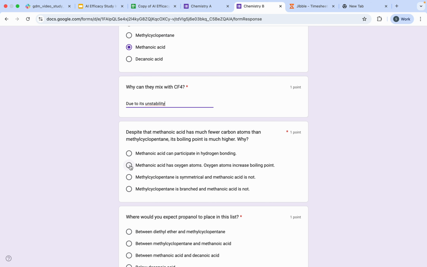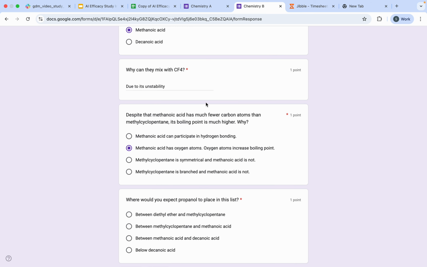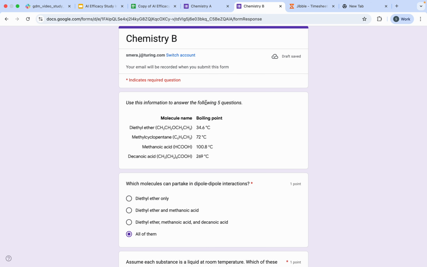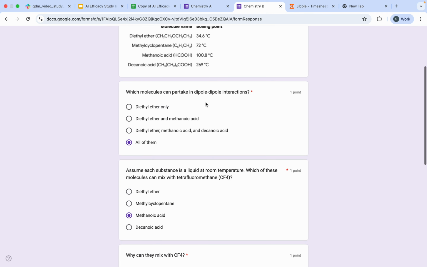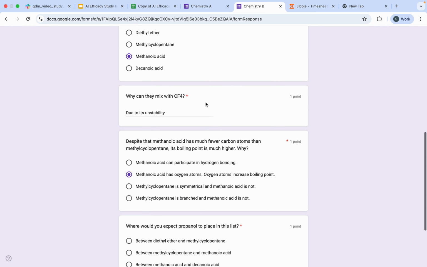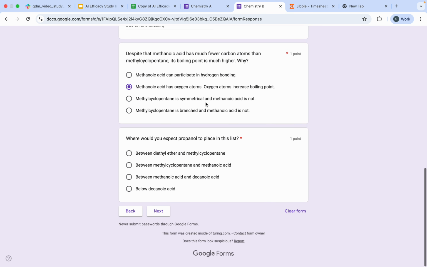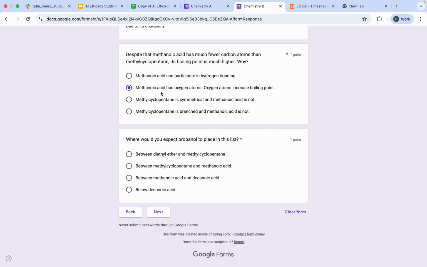So I think methanoic acid has hydrogen. Okay, yes, it has an oxygen atom. So I will go for methanoic acid has oxygen atom and oxygen atom increases boiling point.